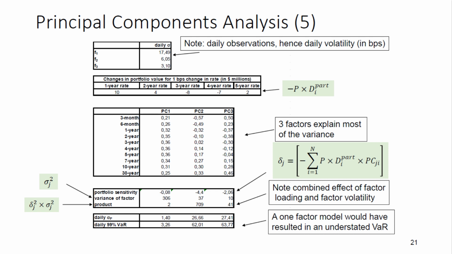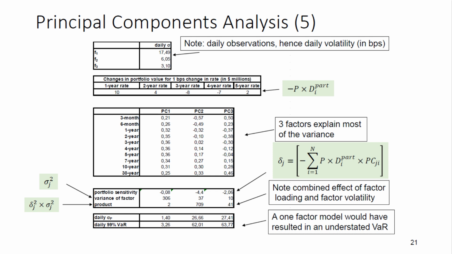So those elements provide me with a way to determine the standard deviation of my portfolio. If I include only one factor, so only the first factor, then I'm only interested in the number 2, which is then the total variance in that case. If I take the square root of 2, which is 1.4, that gives me the daily volatility of the portfolio of 1.4.